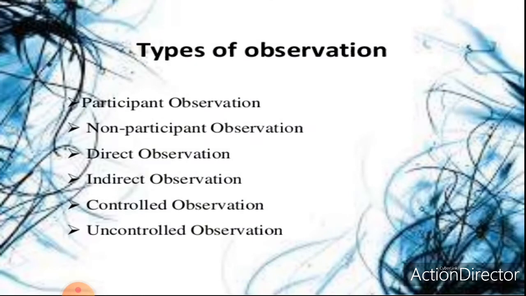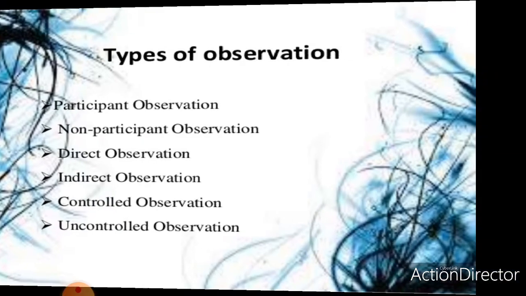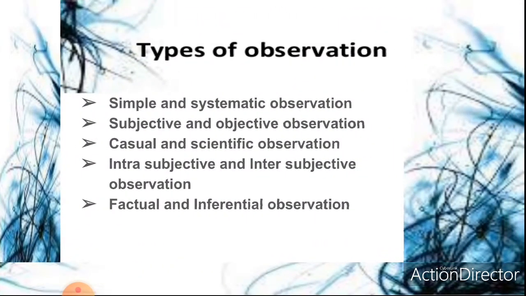Once again, the important types of observation are participant observation, non-participant observation, direct observation, indirect observation, controlled observation and uncontrolled observation, simple observation and systematic observation, subjective and objective observation, casual and scientific observation, intrasubjective and intersubjective observation, factual observation. So, hope you all get an idea about the types of observation.